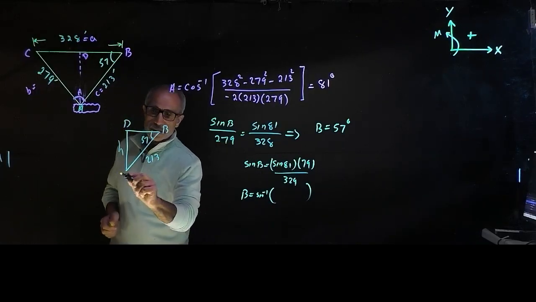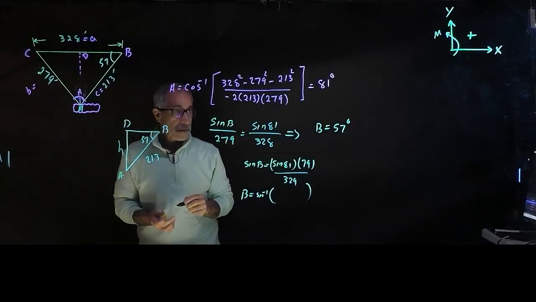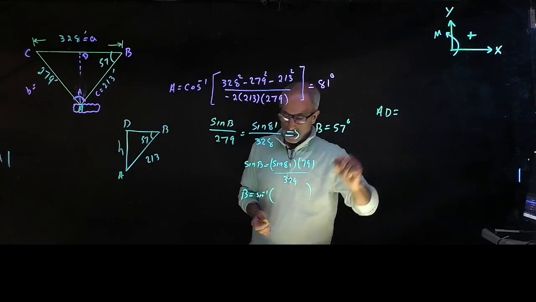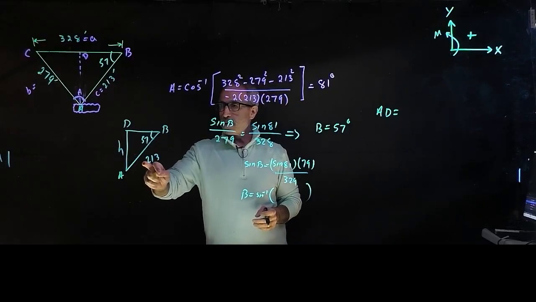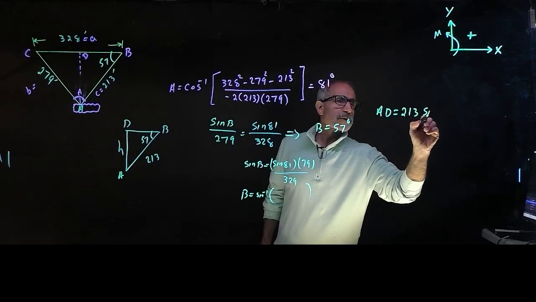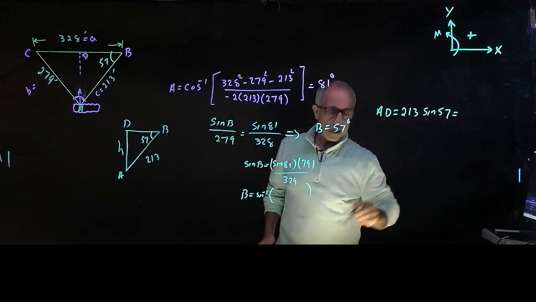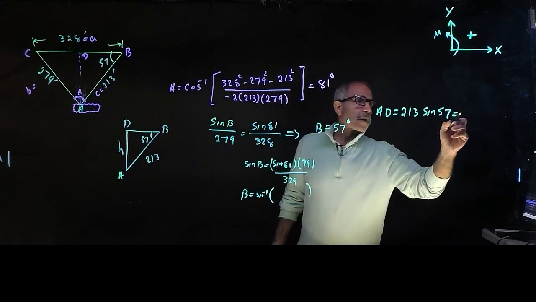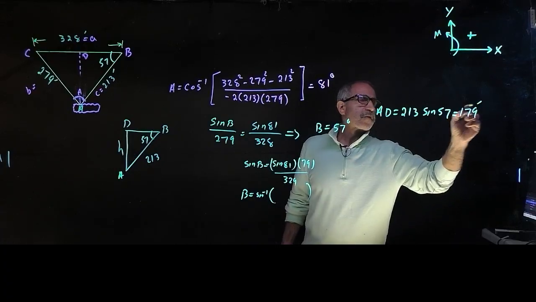So AD, we write this down, AD is equal to 213 sine 57. Let's see what I get in here. I get about 179 feet.